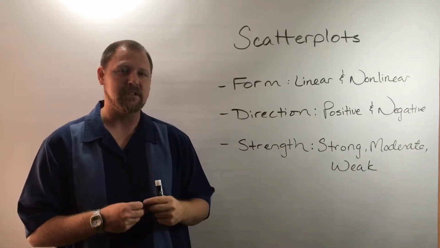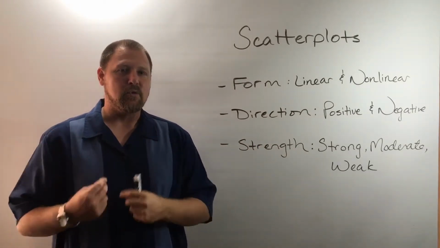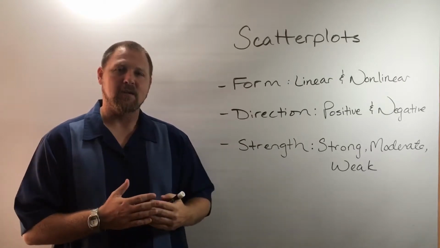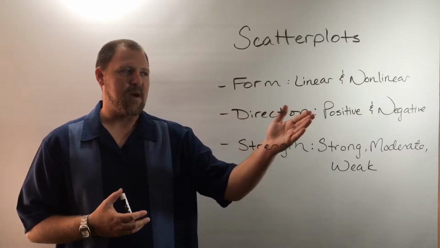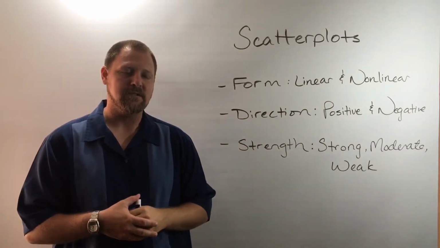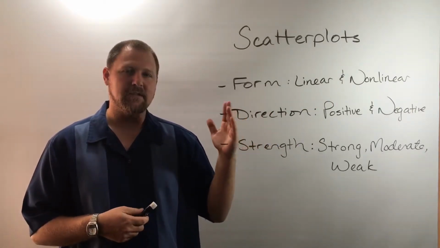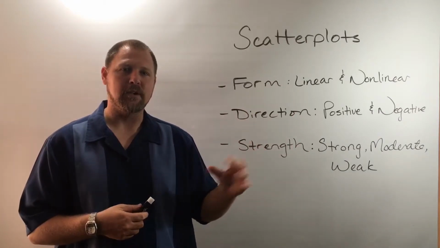We don't want to go into the quadratic, cubic. We don't want to go into that type of form. All we're caring about is linear versus something that is non-linear. Direction, we're looking at positive versus a negative direction. And then strength, we're looking at strong, moderate, or weak.